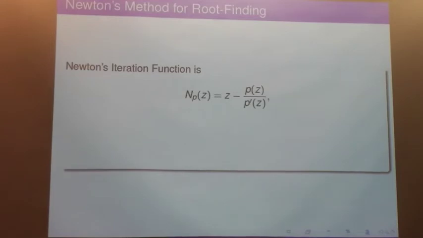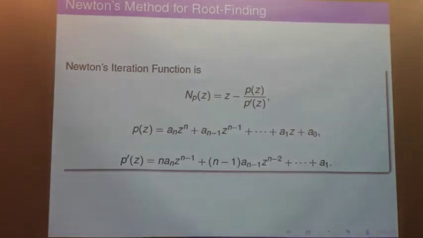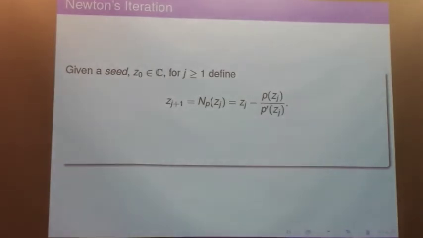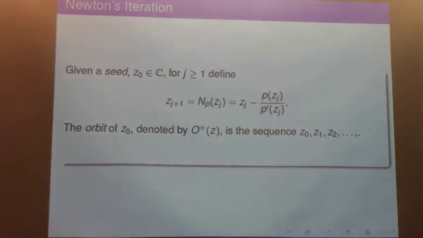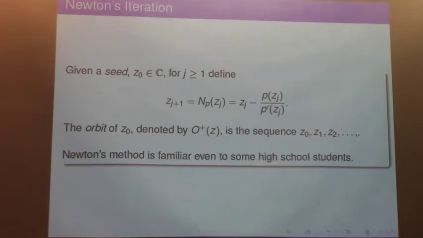Newton's method is for root finding, probably one of the most famous algorithms in mathematics. The formula is z minus p of z over p prime of z. That's the iteration function. Newton's iteration is you pick a seed, z0, in the complex numbers, and you iterate. You consider the sequence of points that are generated. This is called the orbit of the sequence, the forward orbit. And this method is familiar to even some high school students.